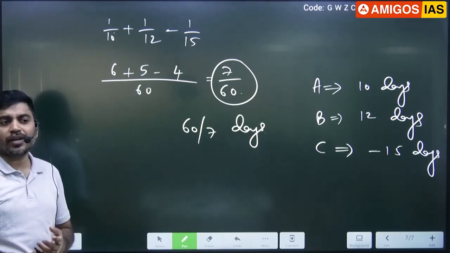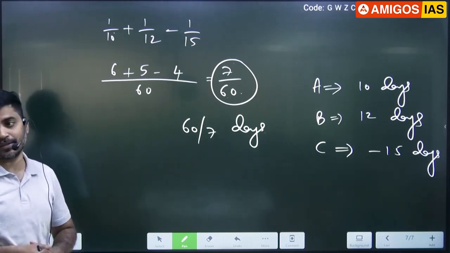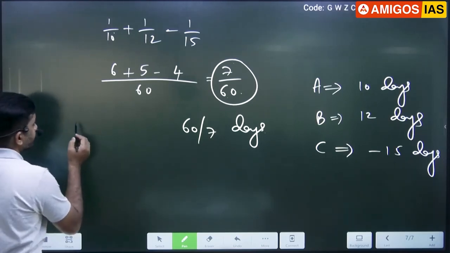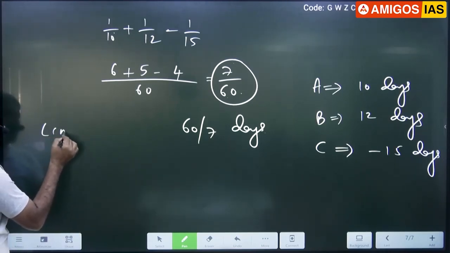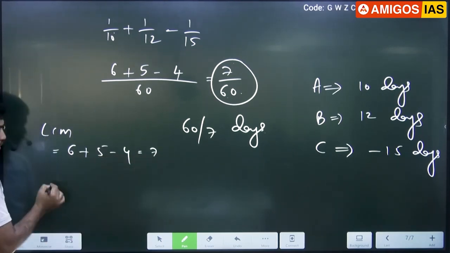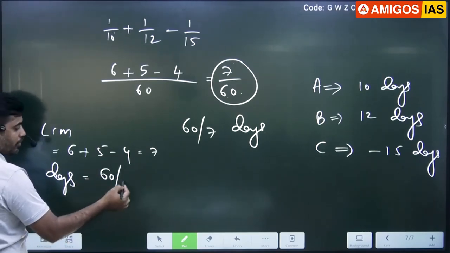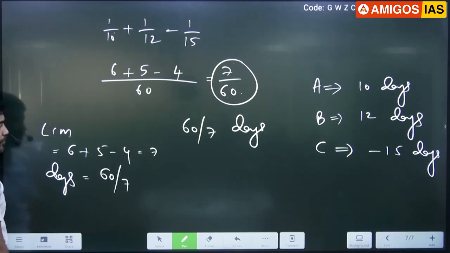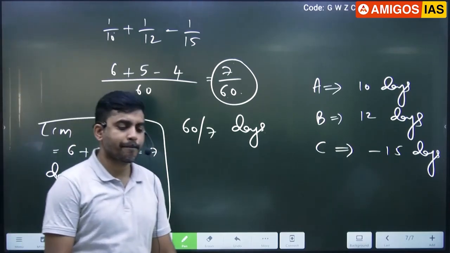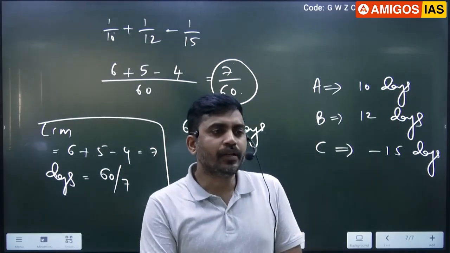If one person is doing negative work, take minus sign. Never ignore minus sign. In LCM method it is 6 plus 5 minus 4, it is 7. So days is equal to work is 60, okay, by 7. Clear?